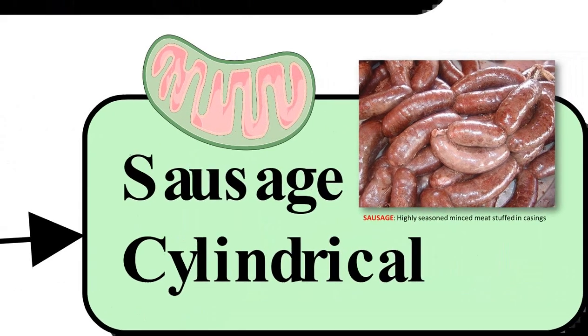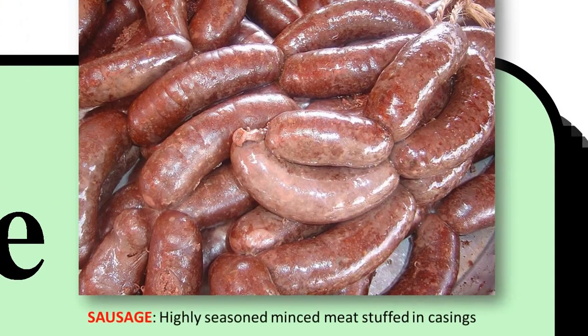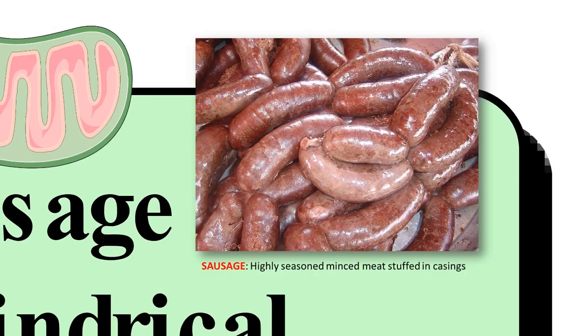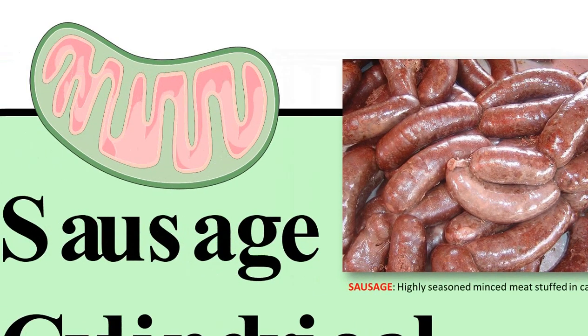Coming to the shape, the mitochondria is sausage shaped or cylindrical. Sausage means usually a highly seasoned minced meat stuffed in a casing. The mitochondria also looks in the same way. So that's why usually the shape is a sausage shape.